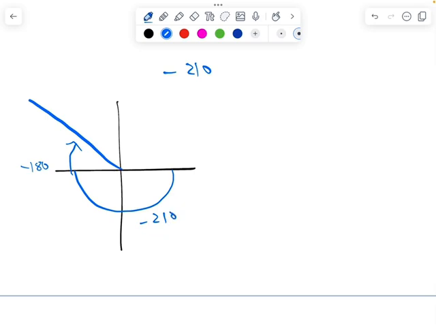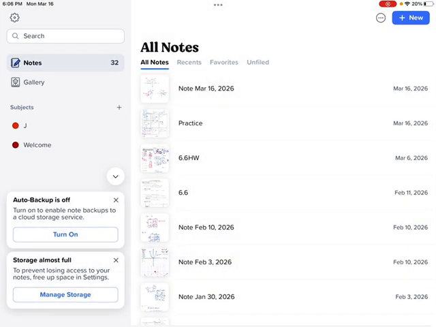Again, the reference angle is how much you need to rotate to get back to the x-axis, and 30 degrees would take you back to that 180. So we overshot it by 30 degrees, and 30 degrees will wind us back to that x-axis.